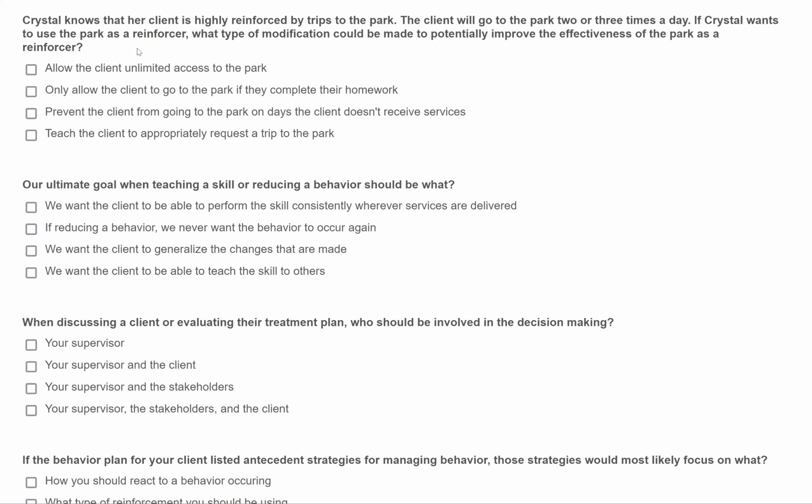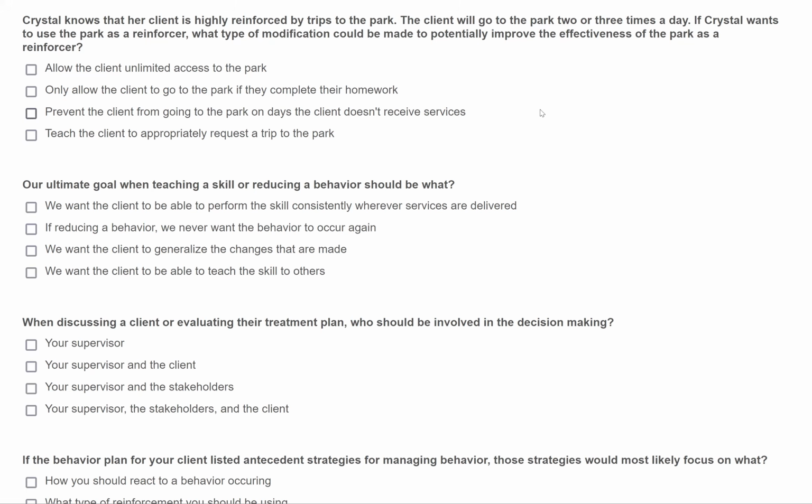Should she allow the client unlimited access to the park? Well, no, because what happens when you get overexposed to reinforcers? You satiate, right? You get too much of it, they become less valuable. That's what typically occurs, okay? Allowing the client unlimited access is going to potentially decrease the value. We want to increase the value.